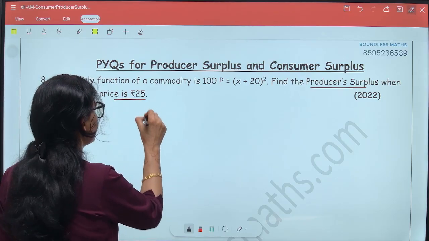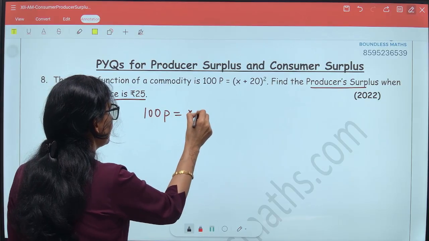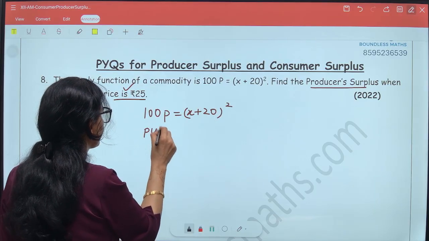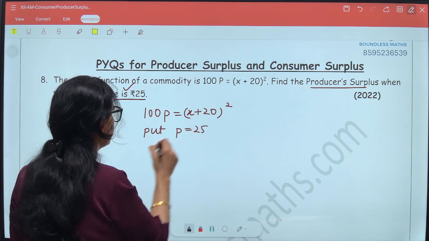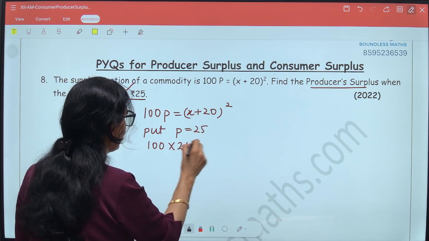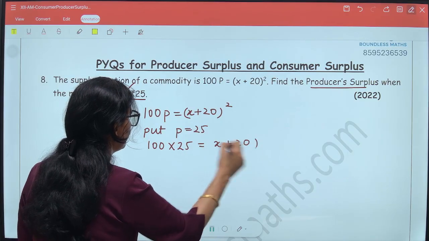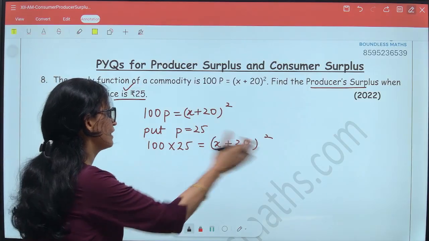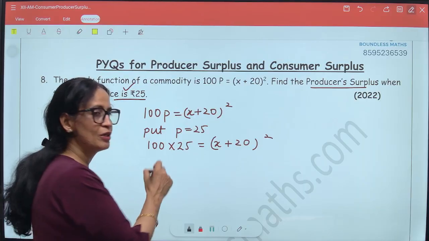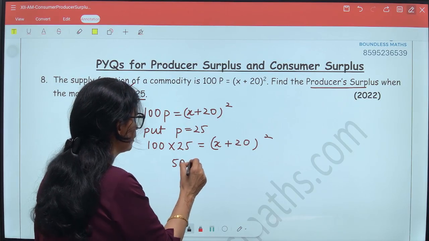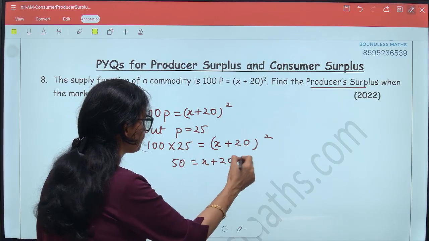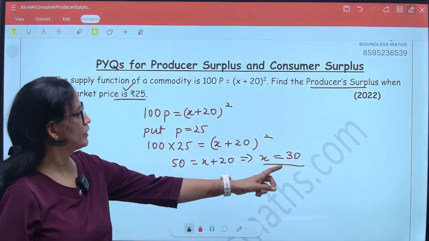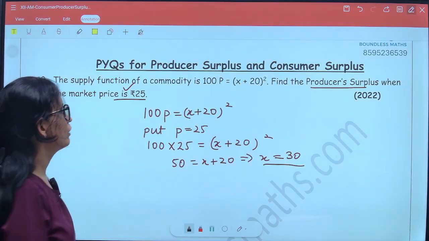So let's start with the supply function, which is 100p equals x plus 20 whole square. 100p, let's put p as 25. It is given to you in the question. So this becomes 100 into 25 is equal to x plus 20 whole square. 100 into 25 is 2500. As you can see, it is a perfect square. So you will take square root of both the sides. Square root of 2500 is 50. So this becomes 50 is equal to x plus 20. That means x is 50 minus 20, which is 30. So you got the equilibrium quantity also, price is already given to you, and you need to find the producer surplus.